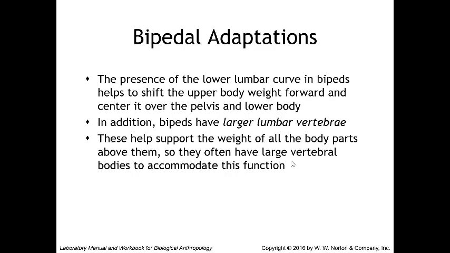Then, if we're looking at the vertebral column, also in a biped, we have the presence of the lower lumbar curve, which helps shift the upper body weight forward and center it over the pelvis and lower body. In addition, bipeds have large lumbar vertebrae. These large lumbar vertebrae help support the weight of all the body parts above them. So they have large vertebral bodies to accommodate this function, right? So the adaptations in the vertebral column are the S-shaped curve and the large lumbar vertebrae.